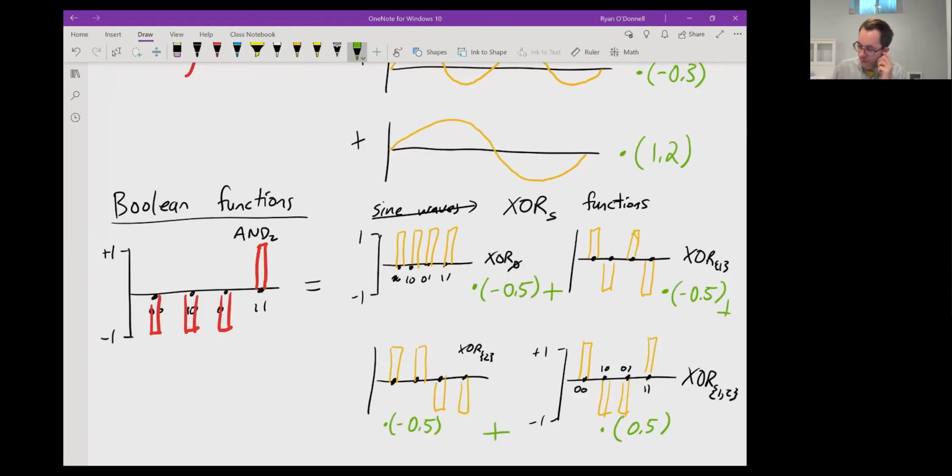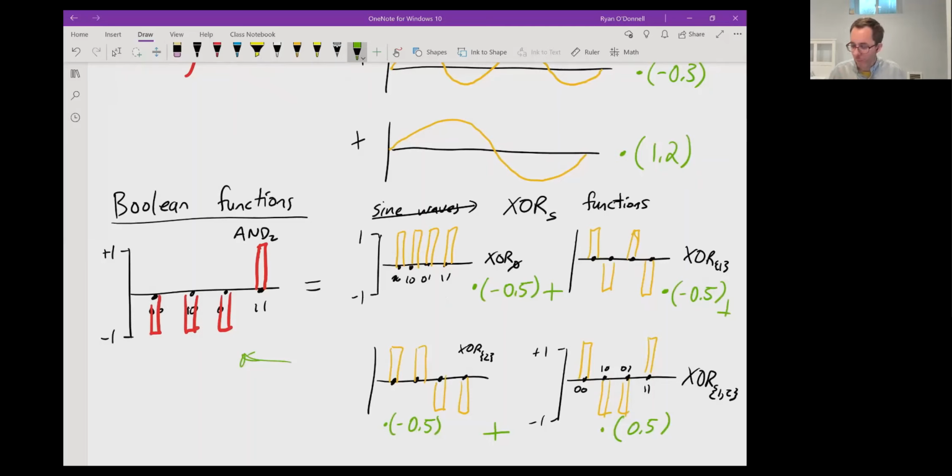And well, as I'm blabbering on, you can take my word for it, if I didn't screw it up, that if you multiply this first plot by negative 0.5, and the second one by negative 0.5, and the third one by negative 0.5, and the fourth one by positive 0.5, you get the histogram on the left.